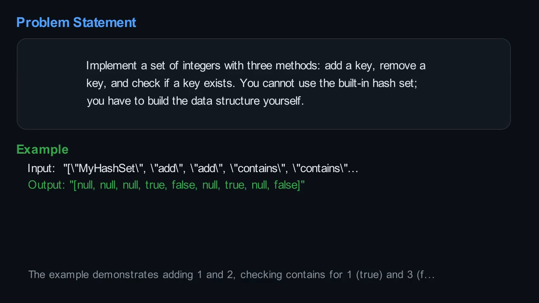For example, after adding 1 and 2, a contains call for 1 returns true, for 3 returns false. Adding 2 again does nothing. Contains 2 is still true. Then removing 2 makes the next contains 2 return false.